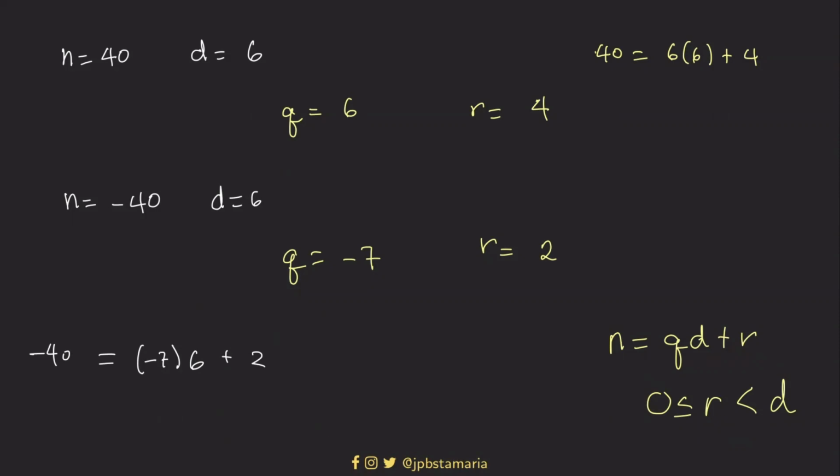Kaya kapag ang integer ay -40, ang divisor mo 6, hindi totoong -6 ang quotient, ha? Ang quotient ay -7, ang remainder ay 2. Kasi the remainder has to always satisfy this. Walang remainder na mas mababa sa 0. Otherwise, it's crazy to call it a remainder kung mas maliit siya sa 0. Okay? Naintindihan ba yung pagkuha ng quotient at remainder?